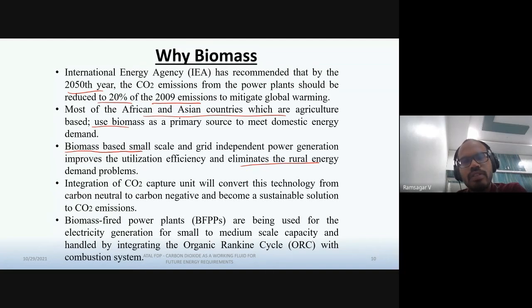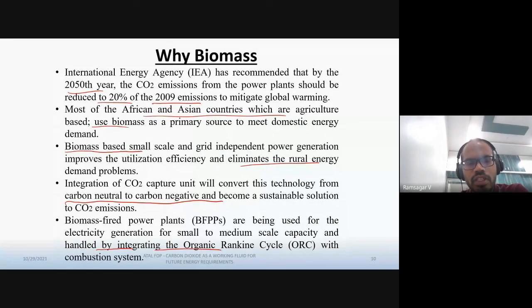right? Because this is also one of the most concerning problems, to supply power to certain rural areas that are geographically very difficult to approach, right? There you can set up this small capacity grid-independent power plant so that you can meet the power demand problems there, right? As I said, this is carbon negative, so now we can make this a very sustainable option to curb the CO2 emissions, right?